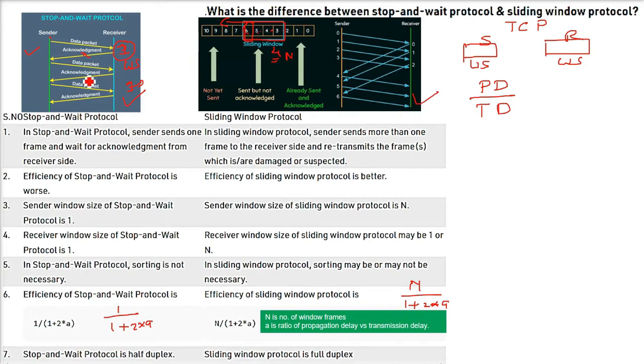Stop and wait protocol is half duplex. And as I said, it is used for a noiseless channel, and mainly it is a data link layer protocol, and flow control. The sliding window protocol is full duplex. That is, both the parties are sending at the same time.